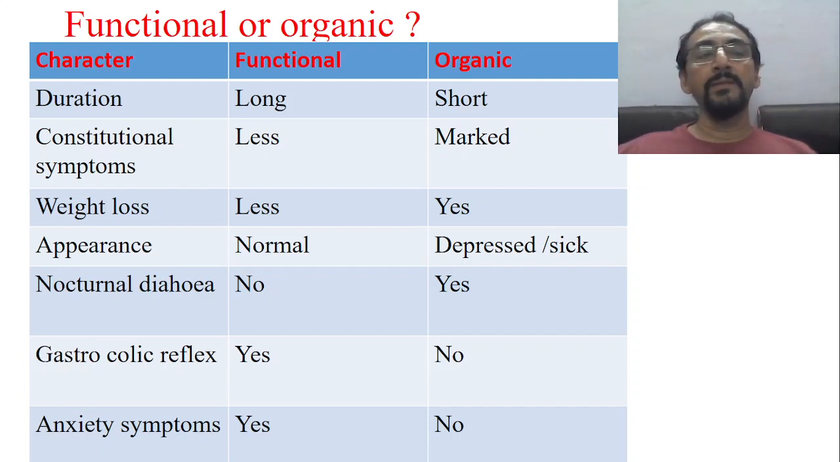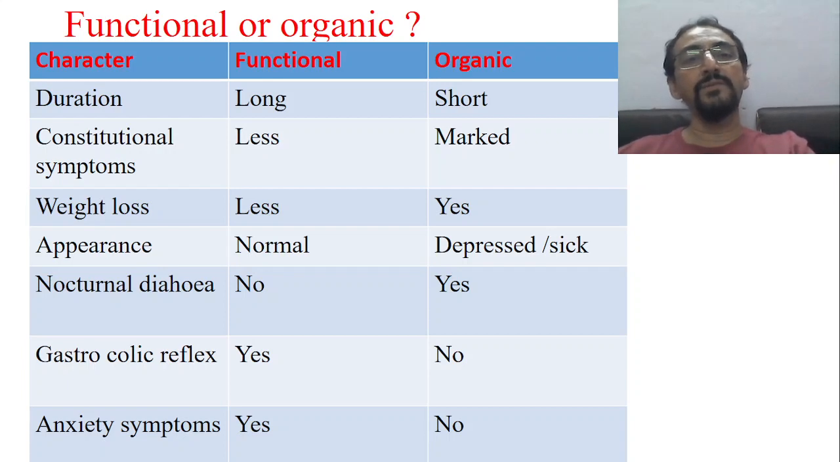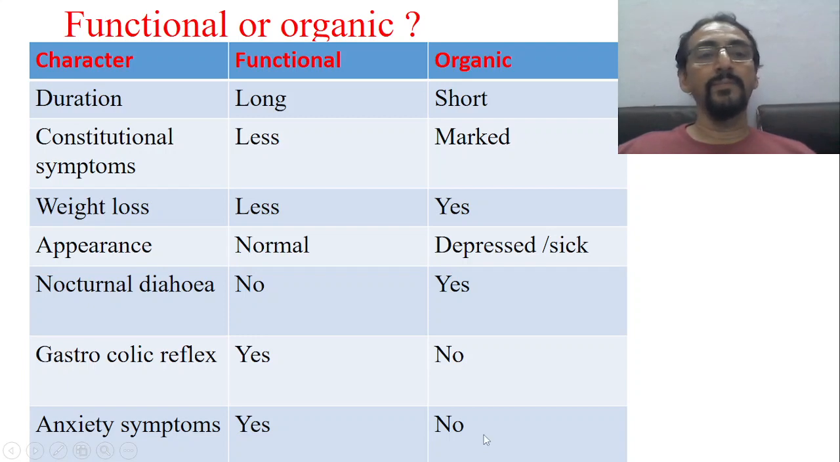Then constitutional symptoms, we know that in functional, constitutional symptoms like body weight loss and loss of appetite are less. Whereas in organic, these things are more marked. In functional, weight loss is not there. In organic, weight loss will be there. Then appearance: in functional, the child looks very normal. Organic means the child is either sick or depressed.